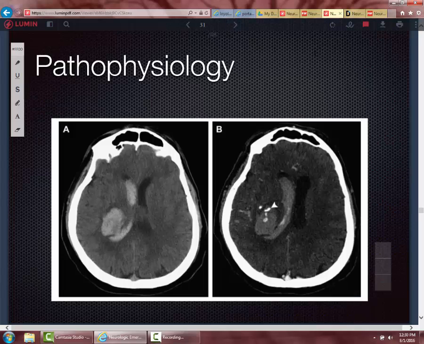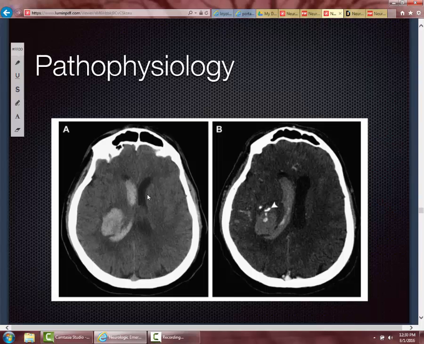So again, neuroimaging has really changed the face of our understanding of this. This is a non-contrast head CT. You can see that there's a large parenchymal hematoma with lateral ventricular extension. The midline seems to be somewhat shifted. If you do a CT angiography on this patient, you can actually see that the contrast extravasates within the hematoma.